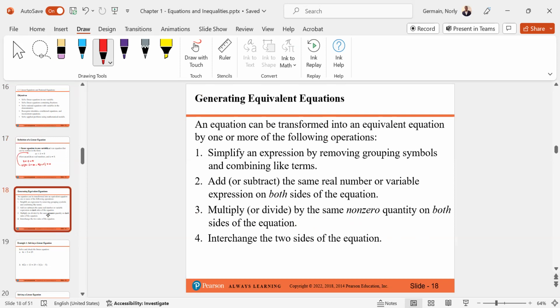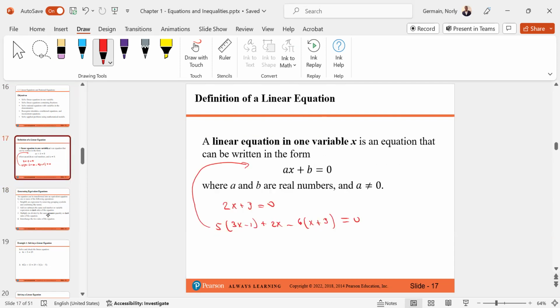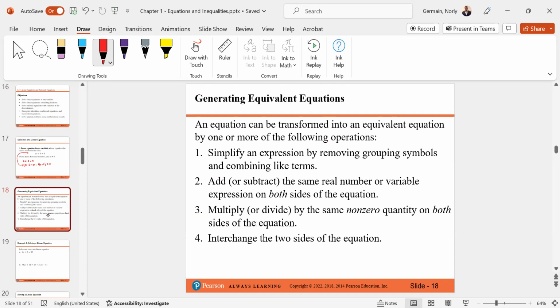So, general equation equivalents. For equations, we have a variety of them. An equation can be transformed into an equivalent equation by one or more of the following. I'll just give you one of these, like when I said 5 times (3x minus 1) plus 2x minus 6 times x plus 3, it's a general form. So, simplifying expressions by removing groupings.